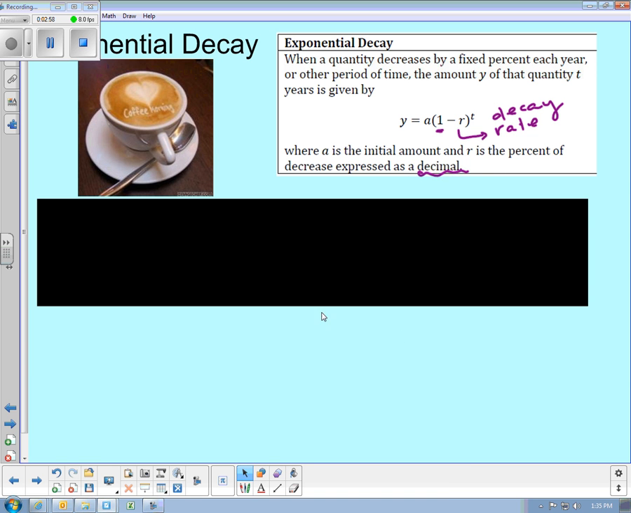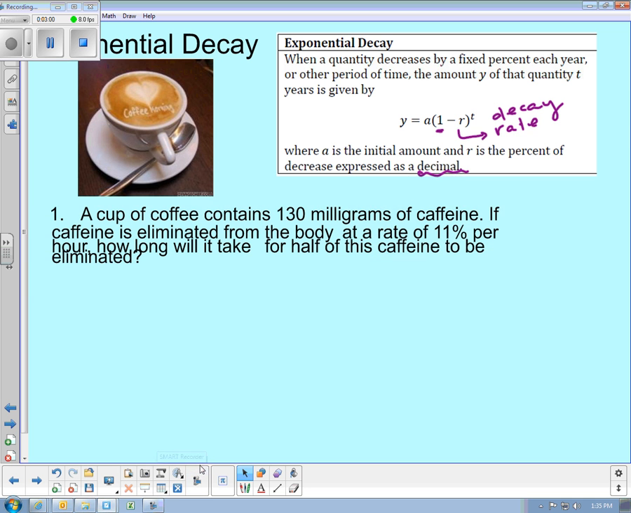So let's take a look at this next example. It says a cup of coffee contains 130 milligrams of caffeine. If caffeine is eliminated from the body at a rate of 11% per hour, how long will it take for half this caffeine to be eliminated? So here's the thing. I know this is my decay rate, and I know that this is my starting amount. That's my a. Here's my r. I'm trying to find the t.